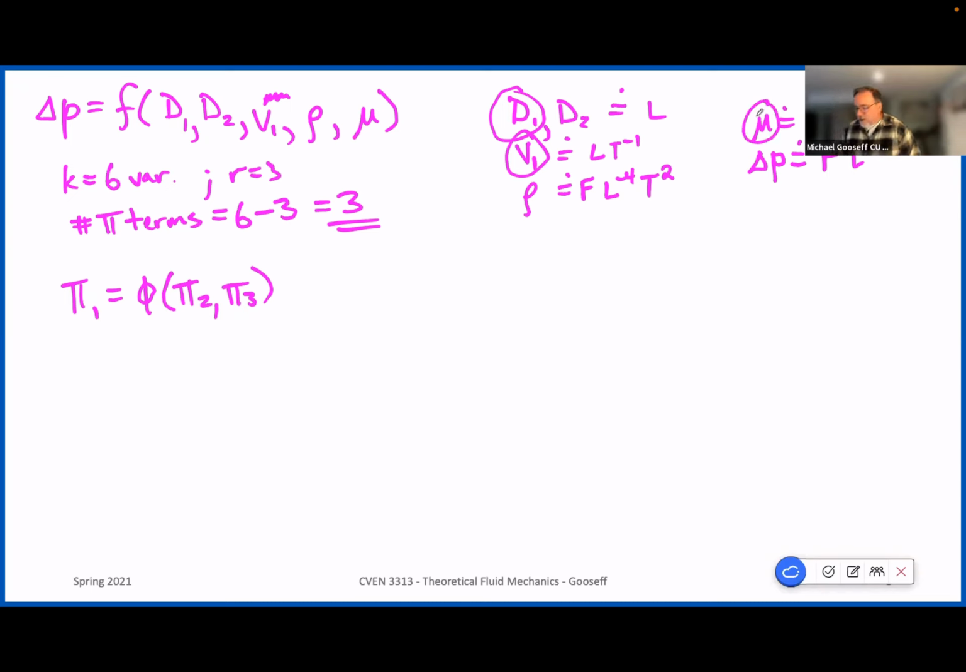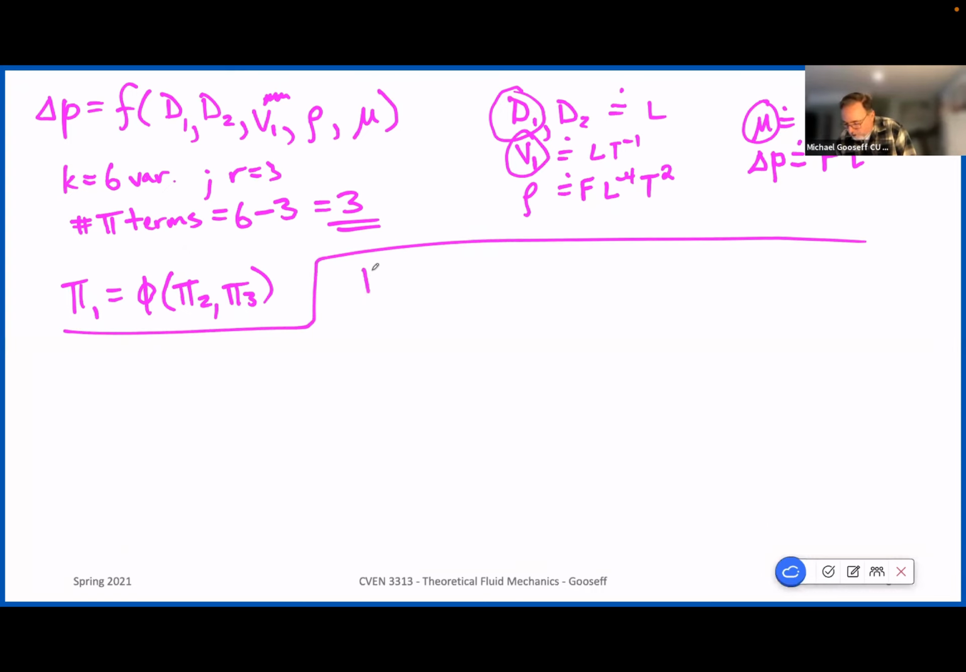All right. Now, across those, we do have force, length, and time represented. So we should be in good shape. That seems like good advice that we are able to follow. Okay. So those are repeating. So let's start with our pi 1 term.